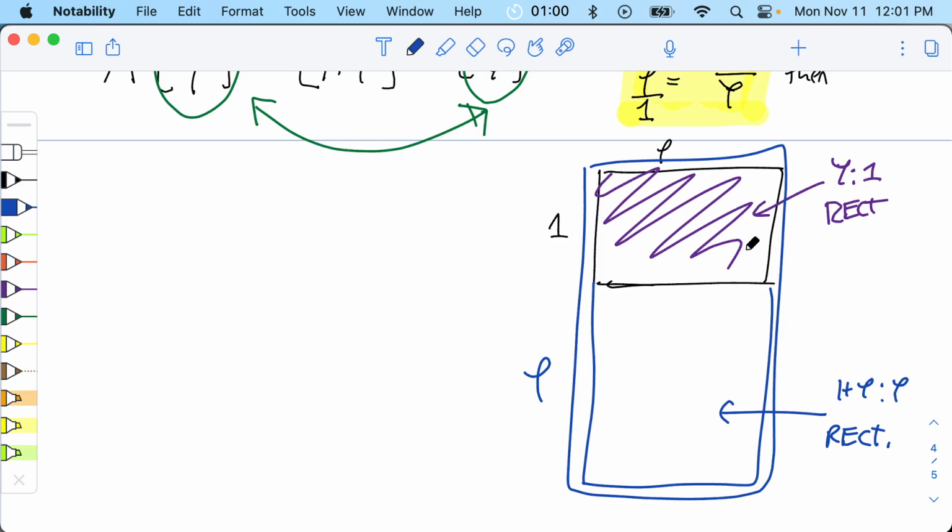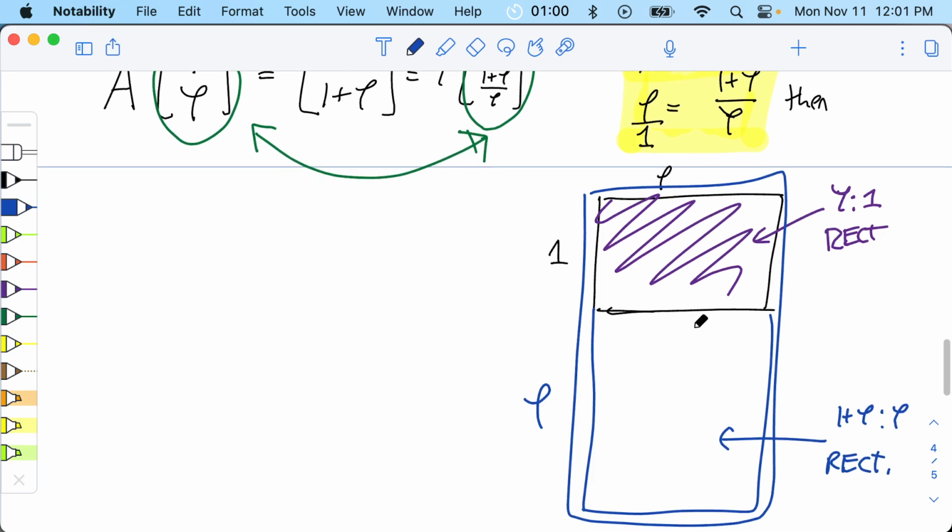The phi we're looking for makes it so when you take a rectangle like this, and by the way, this is a square, right? This is a phi by phi square. This is a square over here, because it's phi and phi. Then it has the same aspect ratio as the little rectangle and the big one.